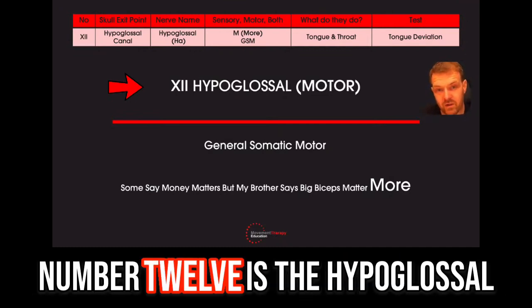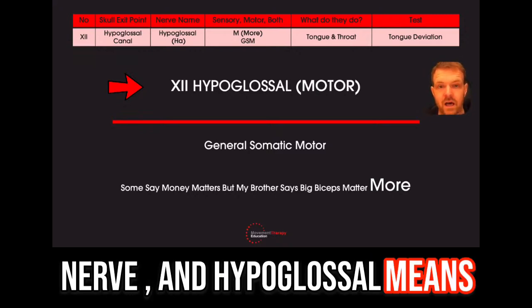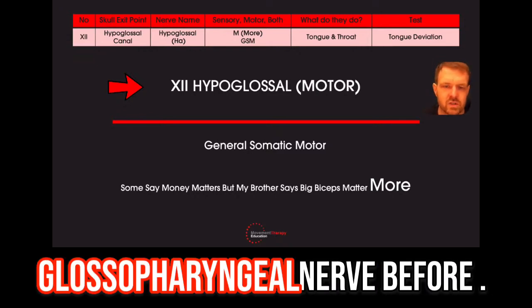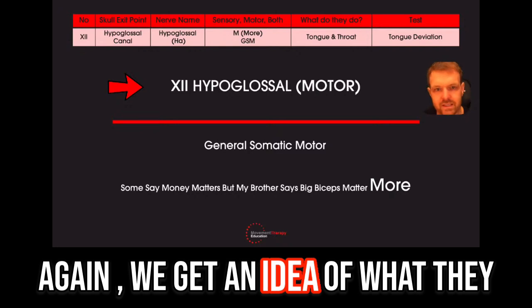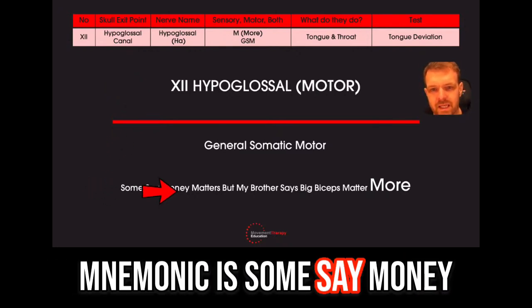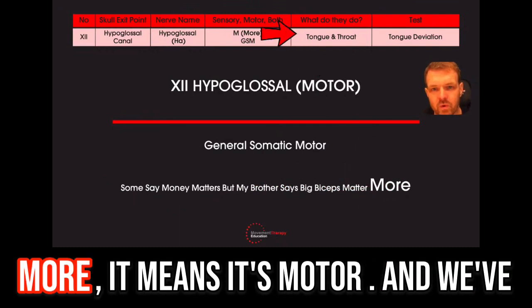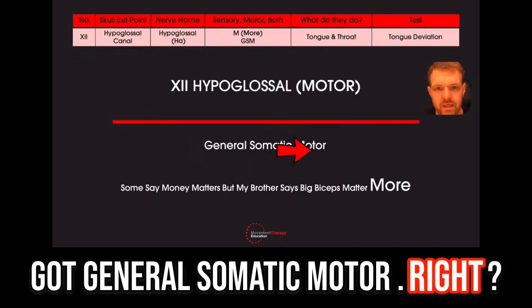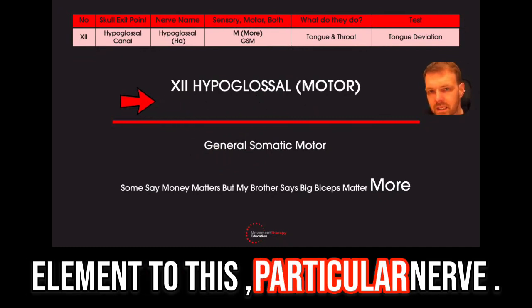Cranial nerve number 12 is the hypoglossal nerve, and hypoglossal means under the tongue. Anything with glossal, glossus, we've seen the glossopharyngeal nerve before, that's tongue and pharynx. Again, we get an idea of what they do because of their names. If we have a look at the mnemonic, some say money matters, but my brother says big biceps matter more, and that M for more means it's motor, and we've got general somatic motor, right? This is purely motor, no sensory element to this particular nerve.